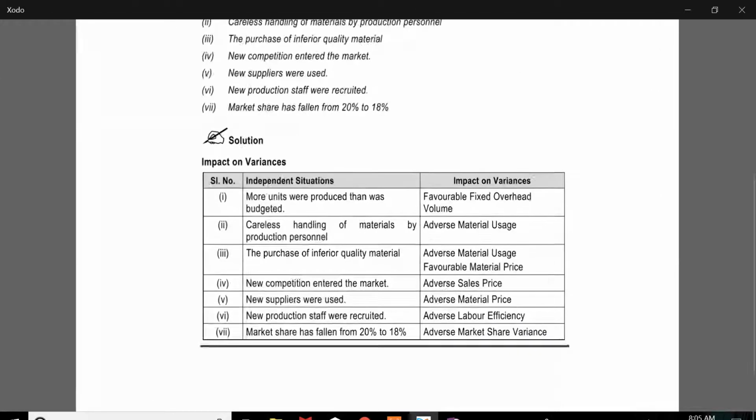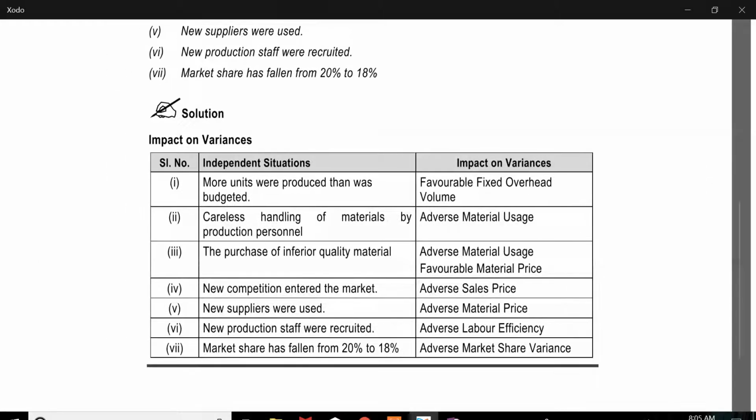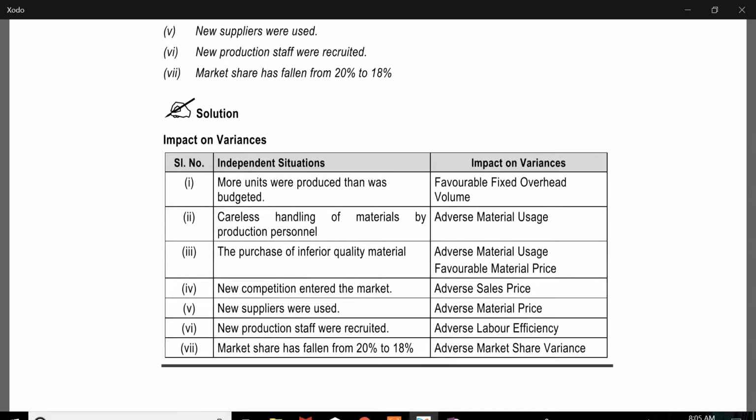Okay, this is what the institute has done. Let's see whether we were in that direction. First one is favorable fixed overhead volume. Second one, adverse material usage. Adverse usage, favorable price. For new competition, we wrote both adverse price as well as adverse volume. The institute has restricted itself to adverse price. For new supplier, they have restricted to adverse material price.